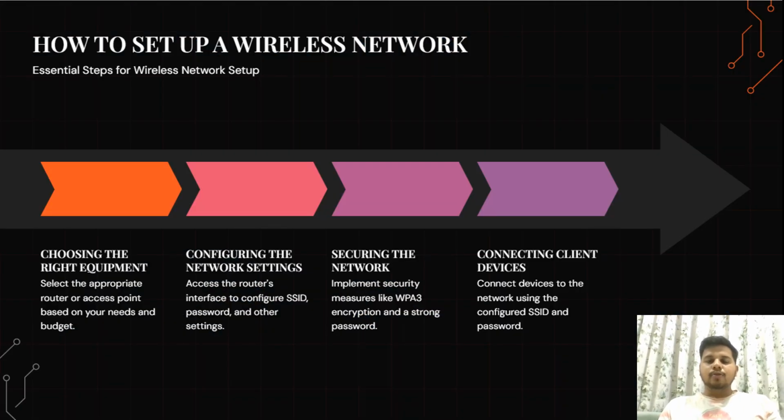Now, here is how to set up a wireless network. Essential steps for wireless network setup. First, choose the right equipment. Select the appropriate router or access point based on the needs and budget. Second, configure the network settings. Access the router's interface to configure SSID, password, and other settings. Third step, securing the network. Implement security measures like WPA3, encryption, and a strong password. Now, connect client devices. Connect devices to the network using the configured SSID and password.